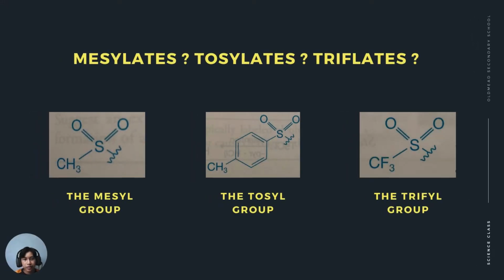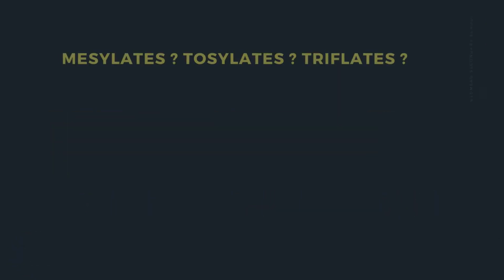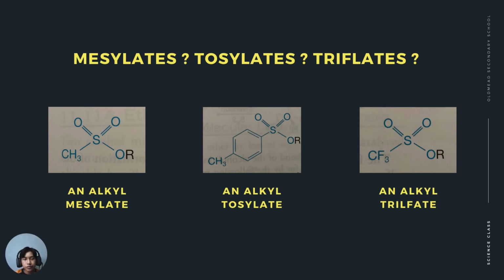As you can see, they are the mesyl group, the tosyl group, and the triflate group. In the mesyl group, you can see that there is sulfur, 2 oxygen, and a methane. In the tosyl group, you can see toluene, sulfur, and 2 oxygen. In the triflate group, there are sulfur, 2 oxygen, and CF3. These are the alkyl mesylate, the alkyl tosylate, and the alkyl triflate.